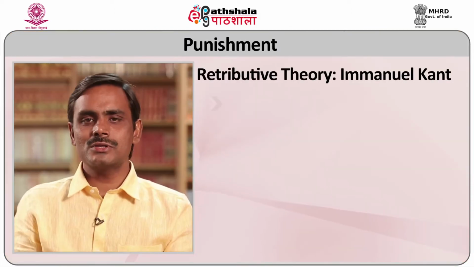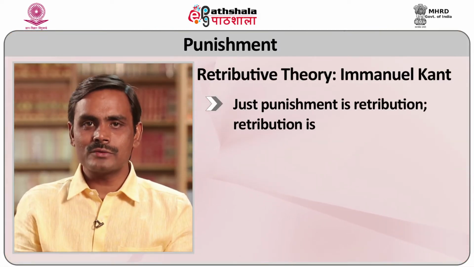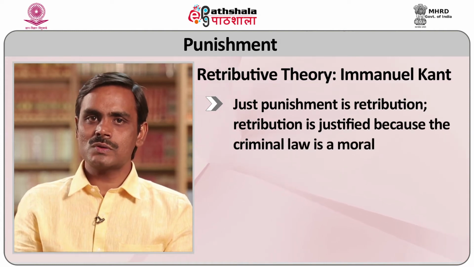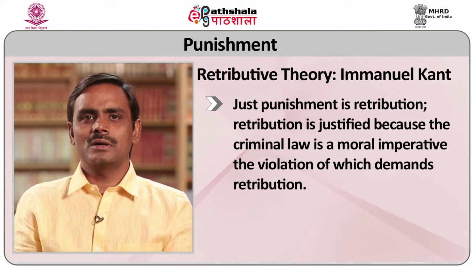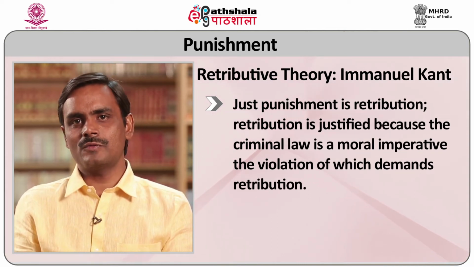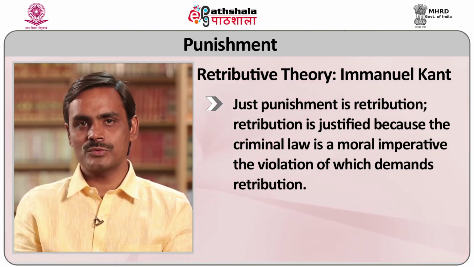Kant, who believed penal law to be a categorical imperative, said that the punishment must in all cases be imposed only because the individual on whom it is inflicted has committed a crime. According to Kant, just punishment is retribution. Retribution is justified because the criminal law is a moral imperative, the violation of which demands retribution.